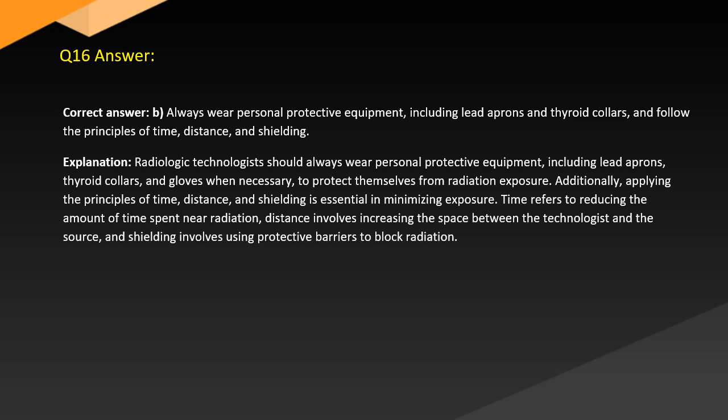Answer. Correct answer. B. Always wear personal protective equipment, including lead aprons and thyroid collars, and follow the principles of time, distance, and shielding. Explanation. Radiologic technologists should always wear personal protective equipment, including lead aprons, thyroid collars, and gloves when necessary to protect themselves from radiation exposure. Additionally, applying the principles of time, distance, and shielding is essential in minimizing exposure. Time refers to reducing the amount of time spent near radiation. Distance involves increasing the space between the technologist and the source, and shielding involves using protective barriers to block radiation.